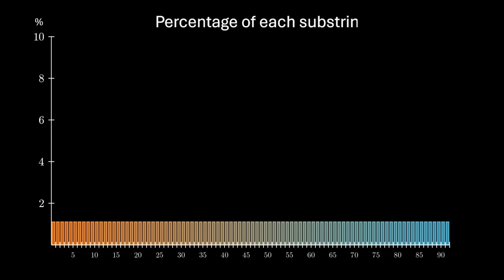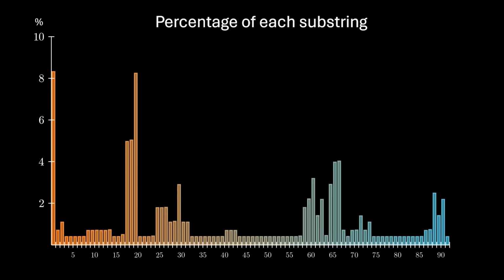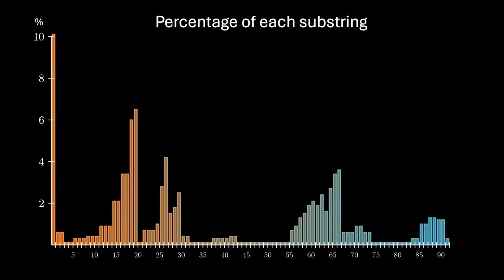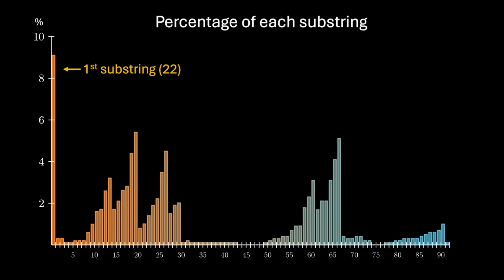I can also use a bar chart to represent the frequencies of the different substrings. The height now represents the percentage that a particular substring has, and I'll start with a uniform distribution. Like, let's imagine our substring consists of one of every single one of the different 92 substrings. And as we evolve over time, you'll notice that some of the elements become more common, some of the elements become less common. The most common of them all is the first substring, that 2-2.